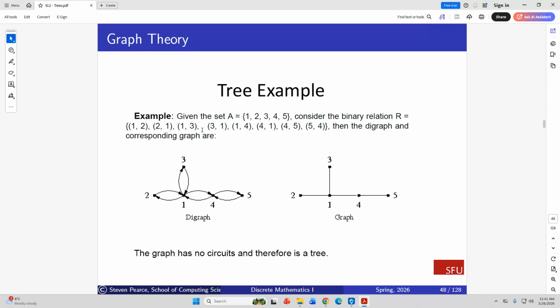Tree example: given the set A, which is 1, 2, 3, 4, 5, consider the binary relation (1,2), (2,1), (1,3), (3,1), (1,4), (4,1), (4,5), (5,4). And so you can see that in the digraph, we make these parallel edges simply into lines. The graph has no circuits and therefore is a tree.